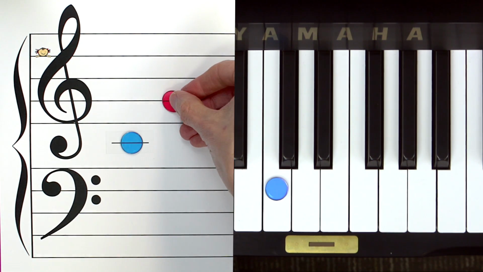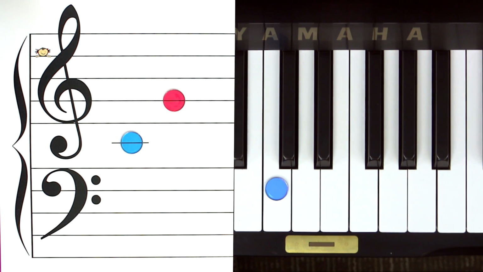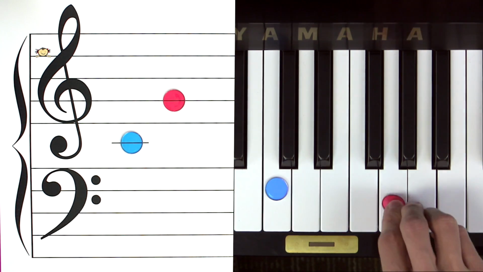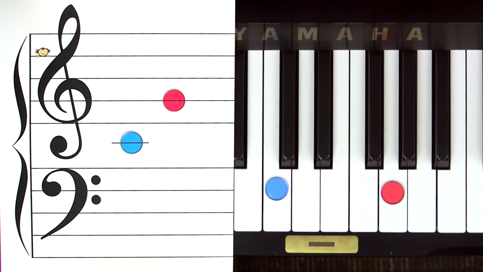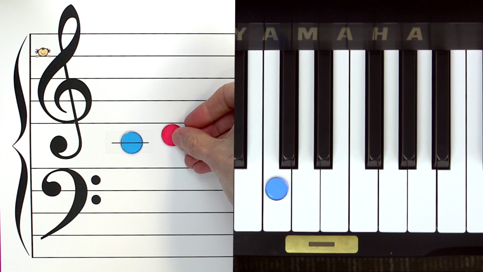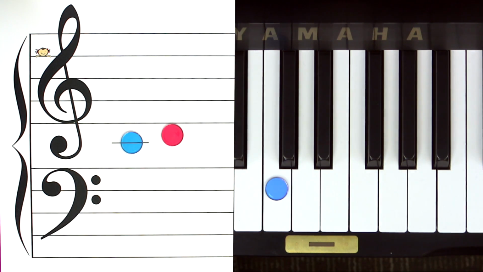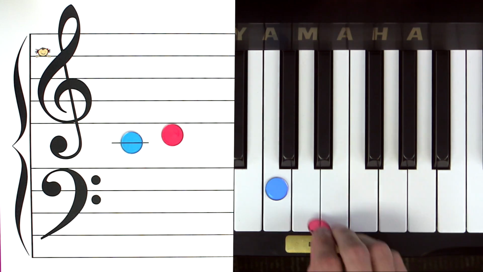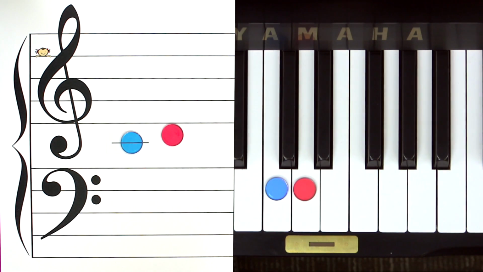First, name the interval. If you said fifth, you're correct. Now point to it on the piano. Here's the correct answer. Name the interval. If you said second, you're correct. Now point on the piano. There's the answer.